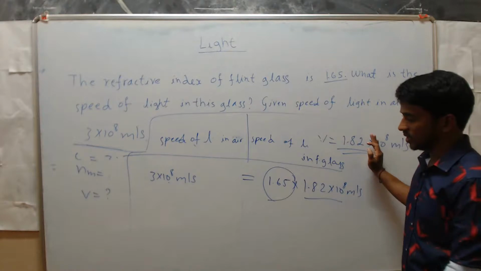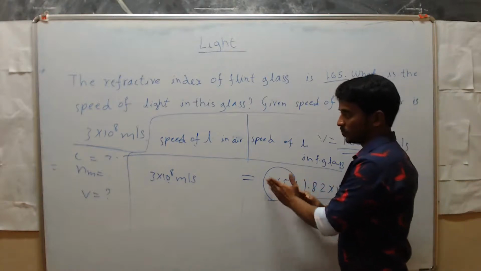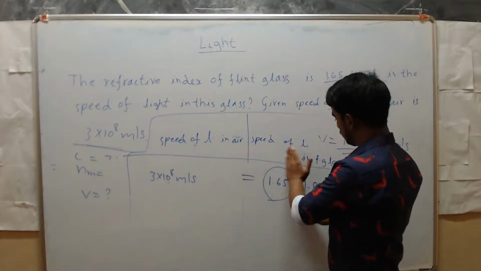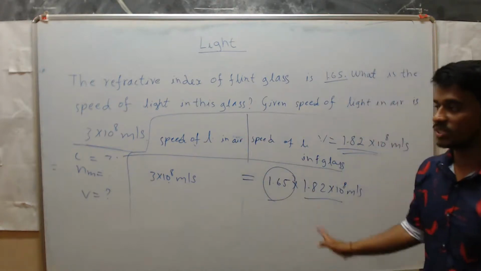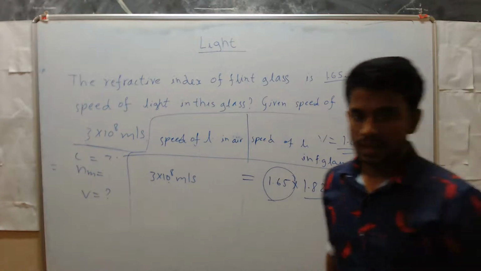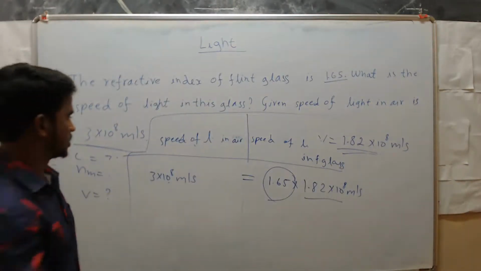Clear, right? So here 1.6 times the speed of light is slower in flint glass compared to the speed of light in air. So this is the meaning. Next.